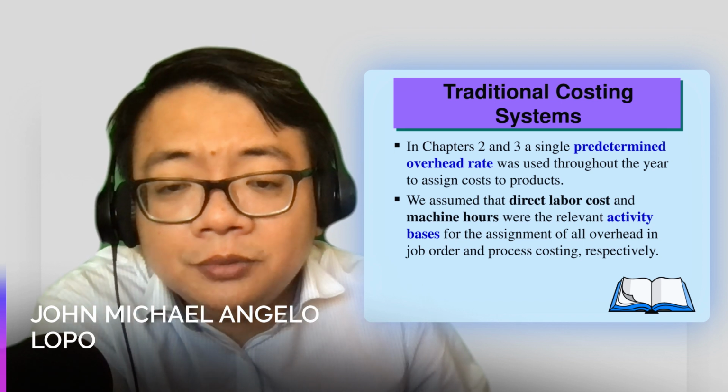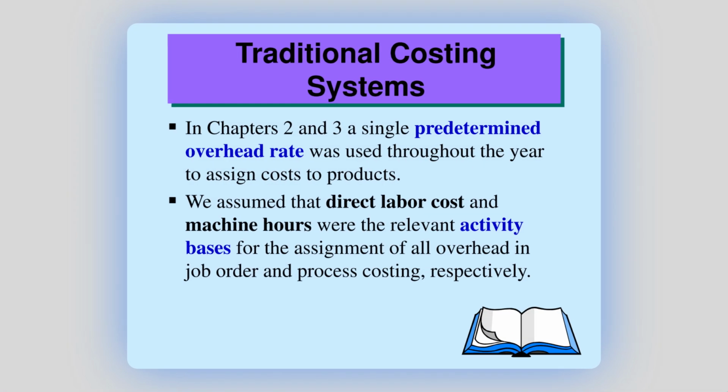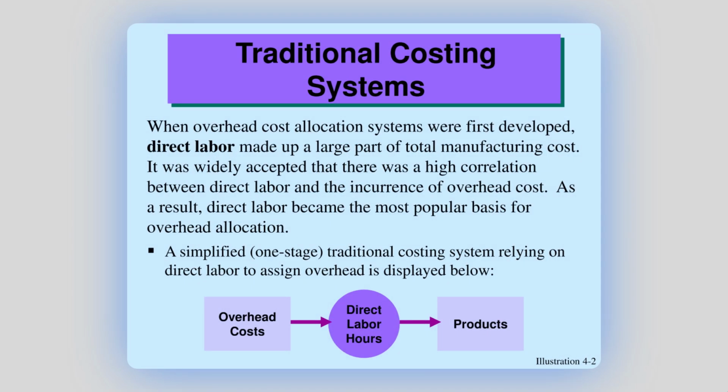Okay? So we assume that your direct labor costs and machine hours were the relevant activity basis for the assignment of all your overhead in the job order and the process costing respectively. Alright, so that's our basis class. Okay, so when the overhead cost allocation systems were first developed, you have your what you call direct labor.